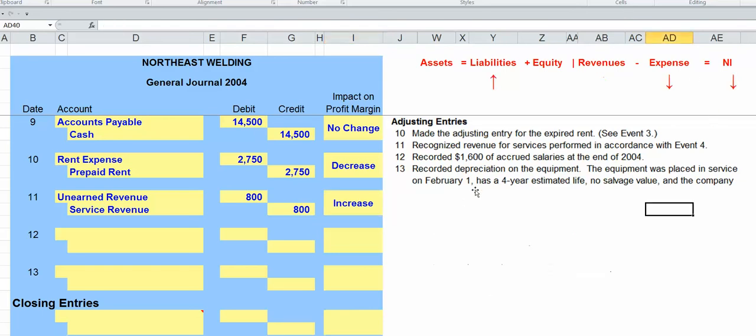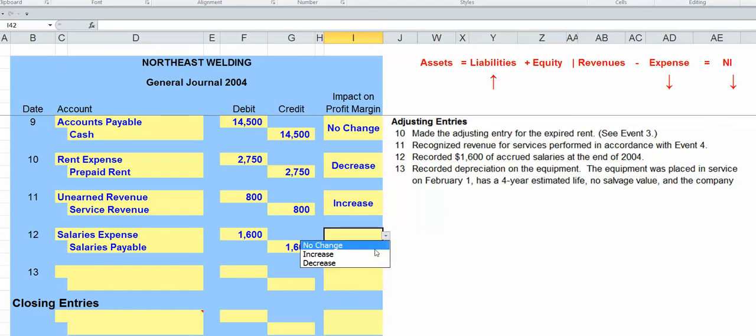Our next transaction involves recording $1,600 of accrued salaries at the end of 2004. This will be an increase in liabilities and recording of a $1,600 expense. Since the expense decreases net income, we would say the impact on our profit margin, of course, is an overall decrease.